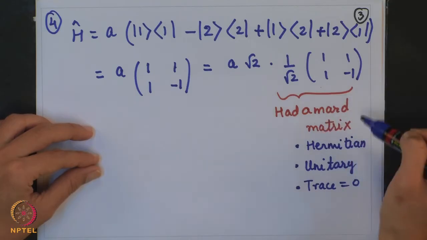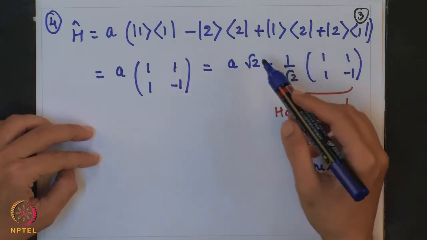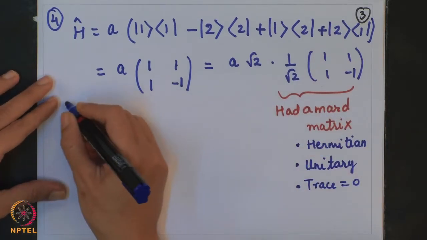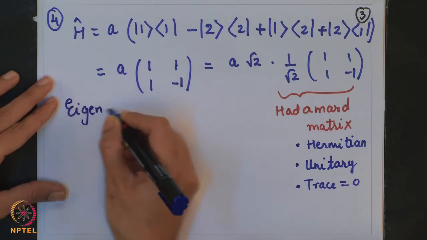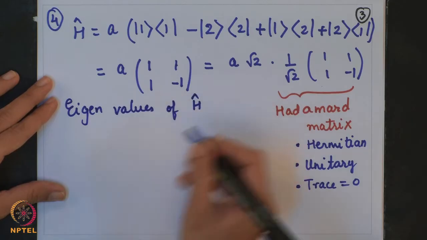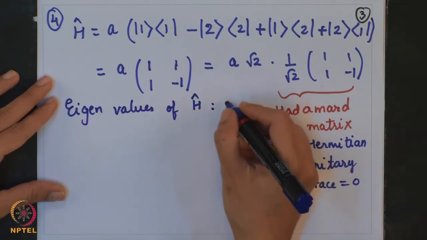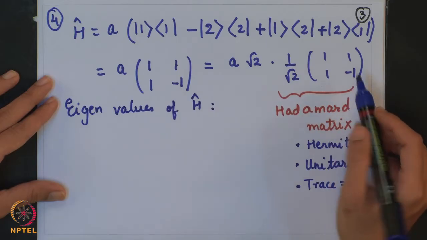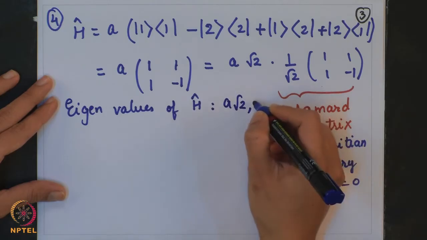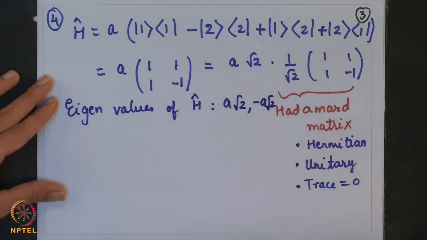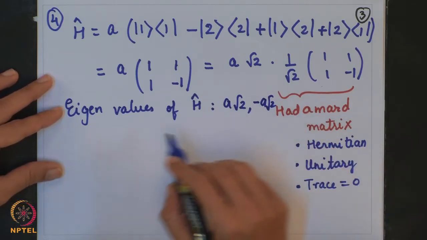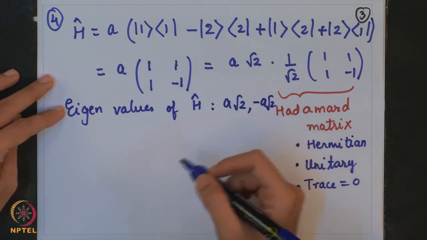Now since you know the eigenvalues of this matrix, which are 1 and minus 1, you can easily obtain the eigenvalues of operator H. For 1 and minus 1 of the Hadamard matrix, it will be A root 2 and minus A root 2. Okay. So, these are the 2 eigenvalues.